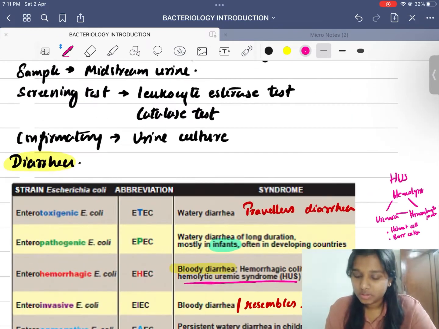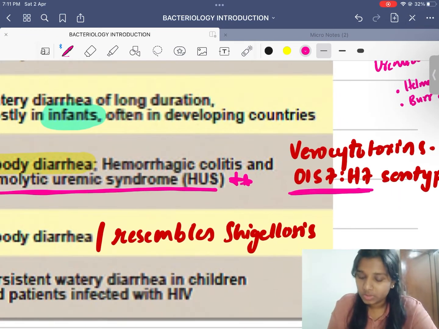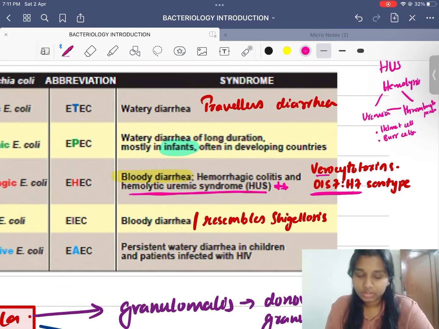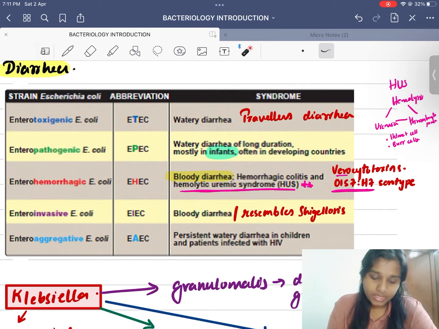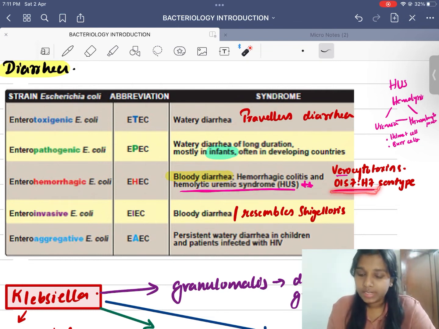Okay, HUS is caused by, and what was the toxin? It was verotoxin or verocytotoxin. So we have enterohemorrhagic E. coli, which will cause bloody diarrhea. It is associated with HUS, which subtype 0157H7. Triad of HUS, please remember that. Okay, and HUS has helmet cells and Burr cells.